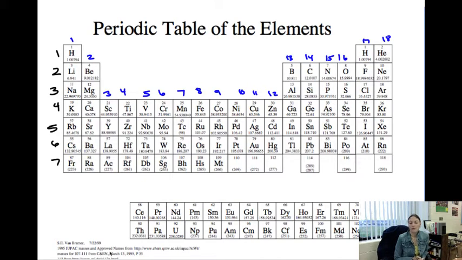Alright, now we're going to look at the periodic table and how that coincides with electron configuration notation. And you should have looked at this in the worksheet that said quantum model continued. So this should be your review.